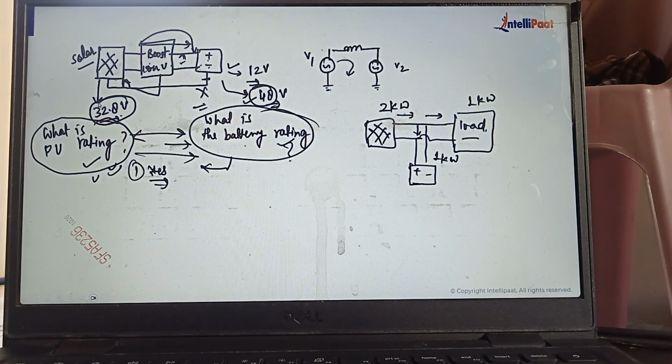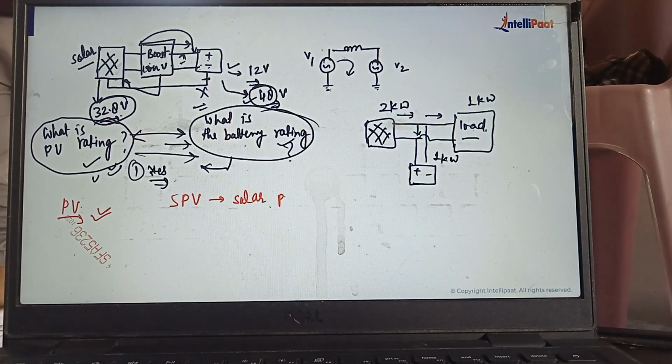Right? So, sir, what is PV, sir? Photovoltaic, PV, right? Generally, we used to call it solar photovoltaic, SPV. We used to call it PV. Solar photovoltaic.